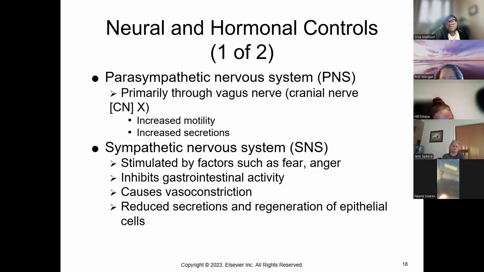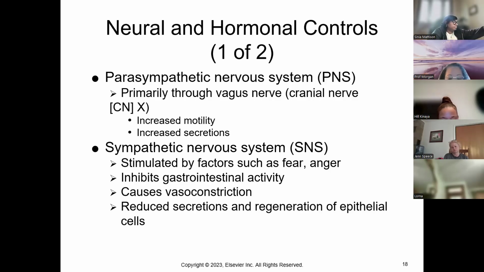And emotions like fear or anger, your sympathetic nervous state. So what happens is when you're in fight or flight, your nervous system is going to kick in, and that's going to stop you from salivating. It's going to cause vasoconstriction there. Okay. So those processes of what you would normally do there stop. Your gastrointestinal activity is going to be hit or limited. So you have vasoconstriction, reduced secretions, regeneration of those epithelial cells.